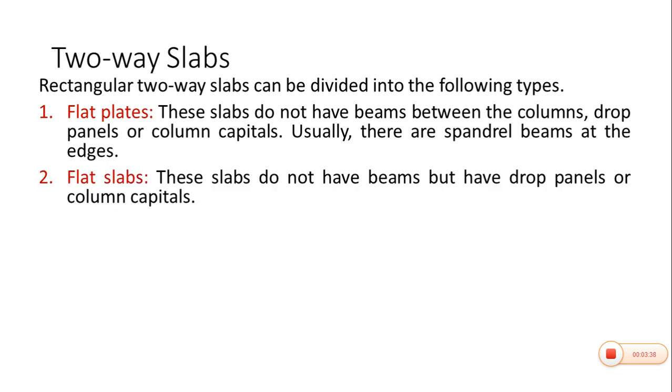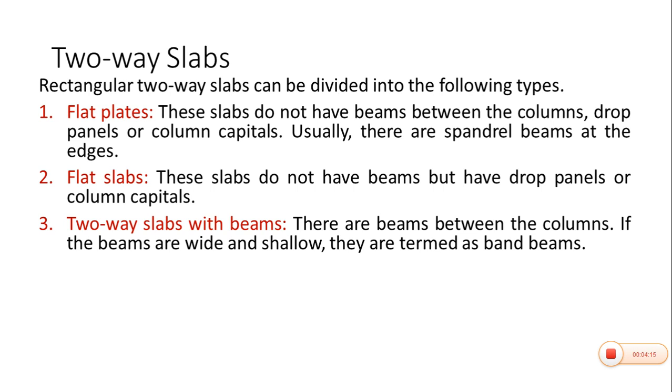Second is the flat slabs. So first is the flat plates, now we have the flat slabs. These slabs do not have beams but have the drop panels or the column capitals, meaning nearer to the top of the column or at the junction of column and slab, we have a certain projected area that we call the drop panels or the column capitals. In the next slide it will be more clear how flat plates and flat slabs look.